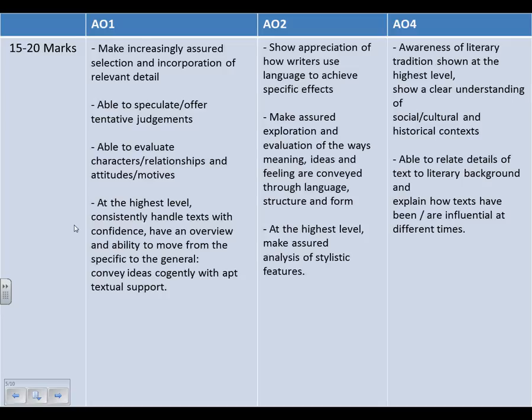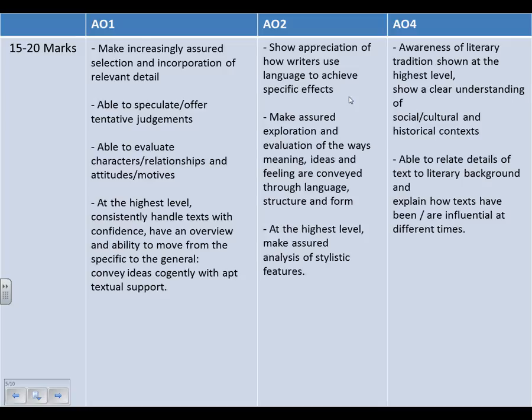Make it seem to the marker you know exactly what you're talking about. You understand these texts, that you're able to move from very specific parts, so this could be a certain word, to the entire text, so the impact that this phrase has on the entire novel. Secondly, for AO2, you need to be able to explore the impact that structure has. That could be sentence structure, or the whole text structure, on the impact and meaning.